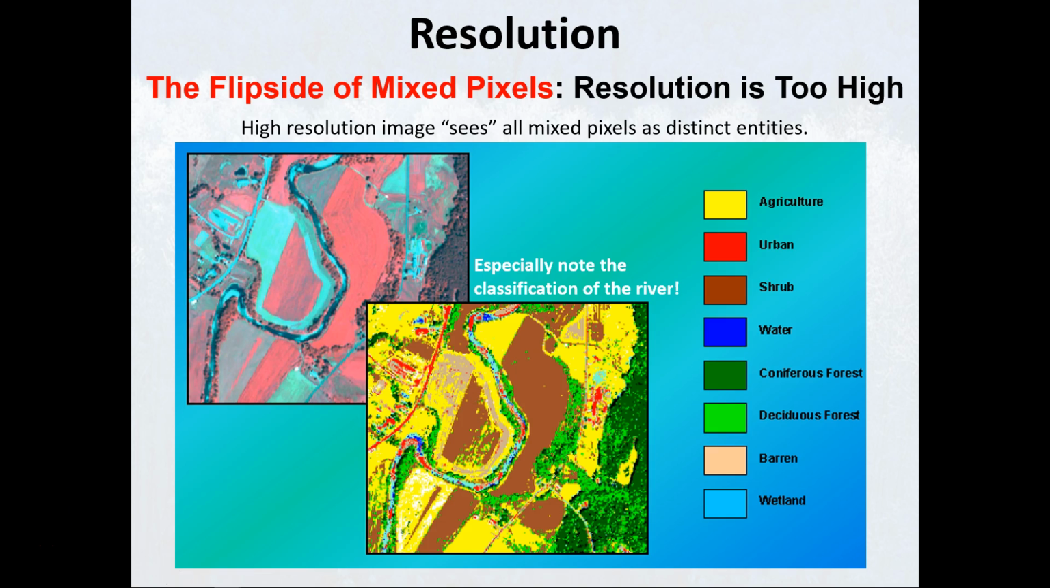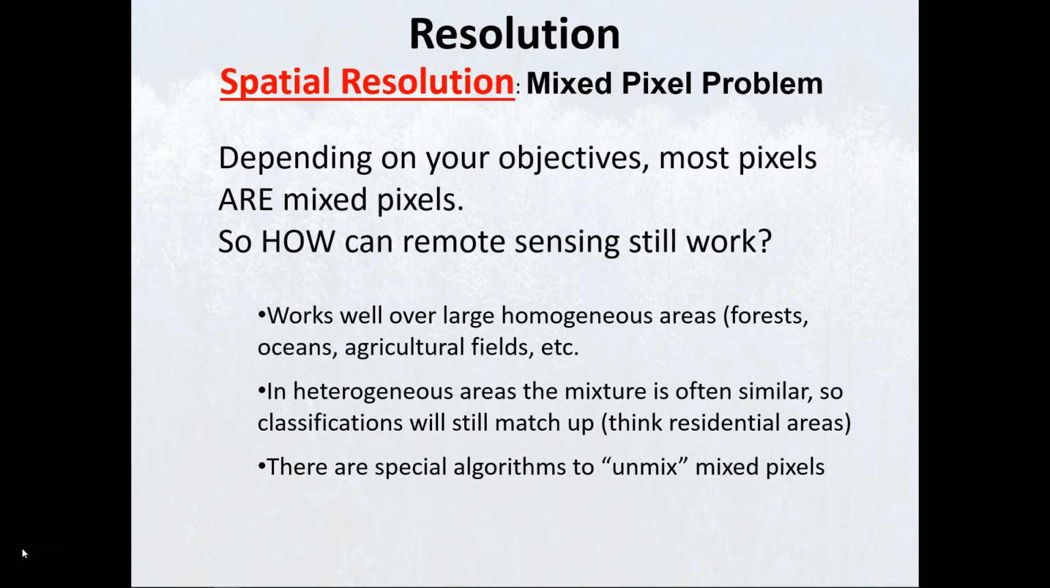So where our low spatial resolution imagery was having the problem of overgeneralizing the landscape with mixed pixels, we're seeing the opposite, where the high resolution imagery is seeing too much spectral difference in its mixed pixels when it should perhaps be generalizing more. Coming full circle here, like we mentioned earlier, most pixels are going to be mixed pixels regardless of what type of imagery you're using.